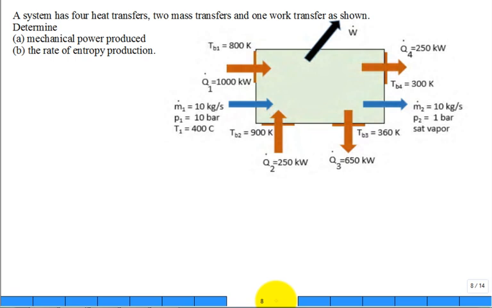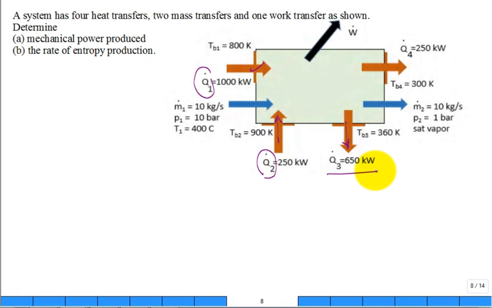Let's solve a problem. The system has 4 heat transfers. Let's find them. They have a Q dot 1, it's showing coming in. They have a Q dot 2, it's shown going in. They have a Q dot 3, its direction is out. Do they report a negative Q dot 3 of negative 650 kilowatts, or is it just 650 kilowatts and the direction on the illustration shows that it's a transfer out?